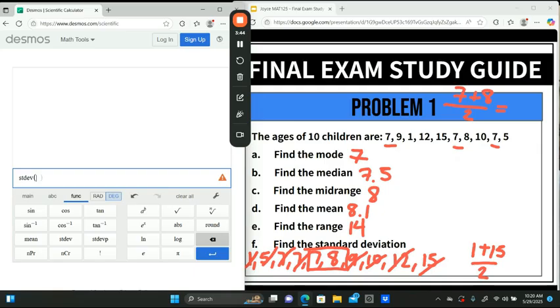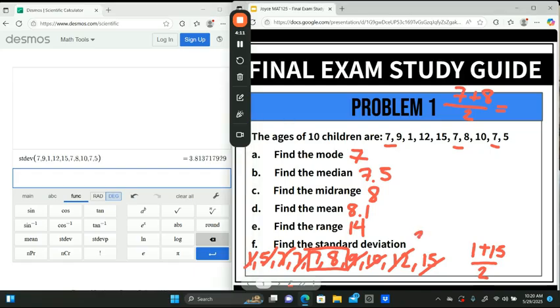So let's do that. They each need to be separated by a comma. So it's going to be 7, 9, 1, 12, 15, 7, 8, 10, 7, and 5. Okay, and we see that our standard deviation comes out to 3.81.